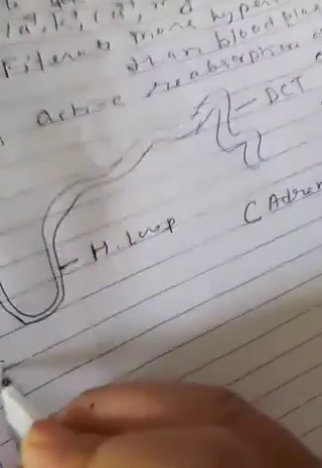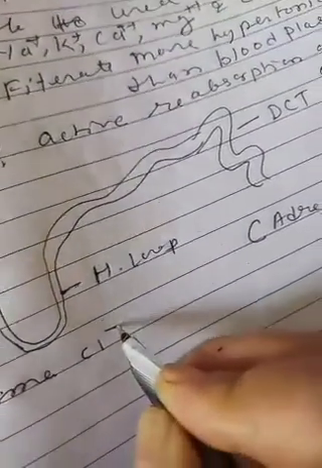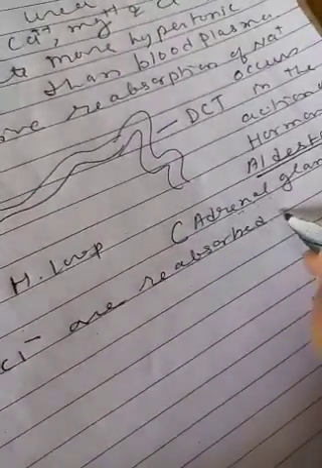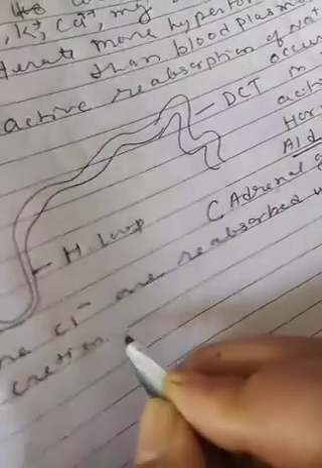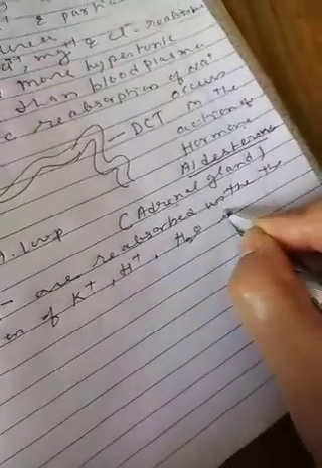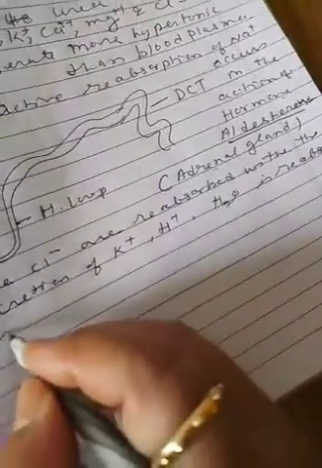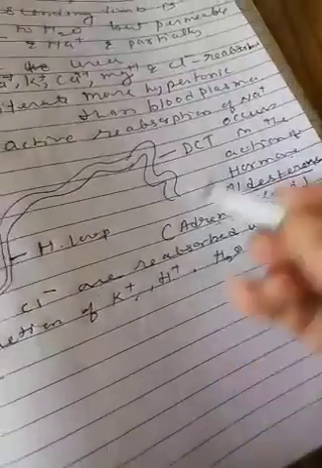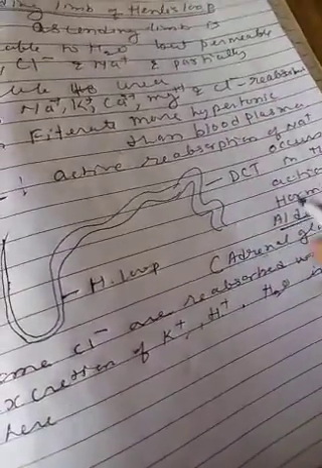Some chloride ions are reabsorbed with the excretion of potassium ion and hydrogen ion. Water is reabsorbed here. So here water is also reabsorbed with the sodium ion. But potassium ion and hydrogen ion are here excreted.